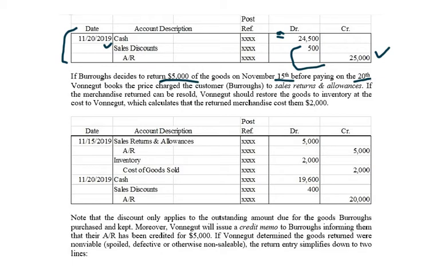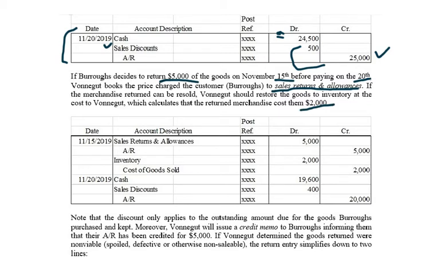Again, this is going to necessitate booking something to sales returns and allowances. Now, of course, again, we're getting something back. So the concept here is we get something back, we're going to have to restore that to our merchandise inventory, our inventory account. So we have to determine what's the cost of the goods to us. That is, Vonnegut, what did we pay for them and restoring their inventory? So in this case, they determined it to be $2,000.